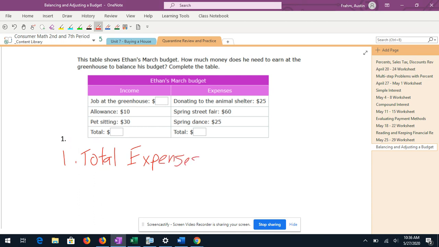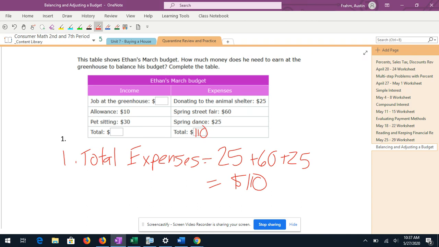To find the total expenses, we just simply add up the three numbers in the expense column. 25 plus 60 plus 25. You can do it on your calculator, or just do it in your head to save some time. I'm just going to do it in my head quick. It comes out to be a total of $110. And that's the number I would put in the total box at the bottom of the expense column.